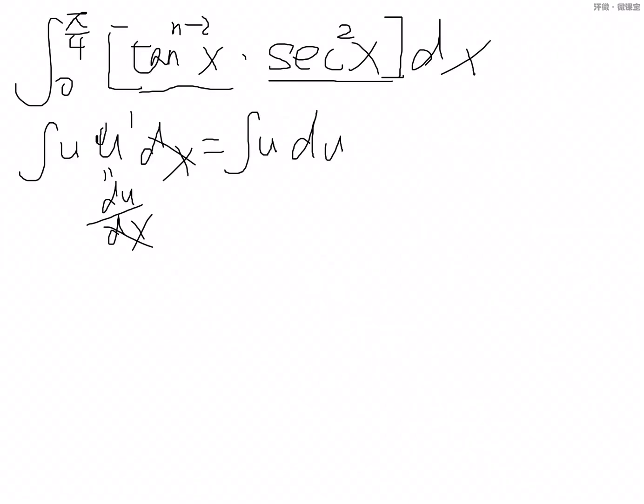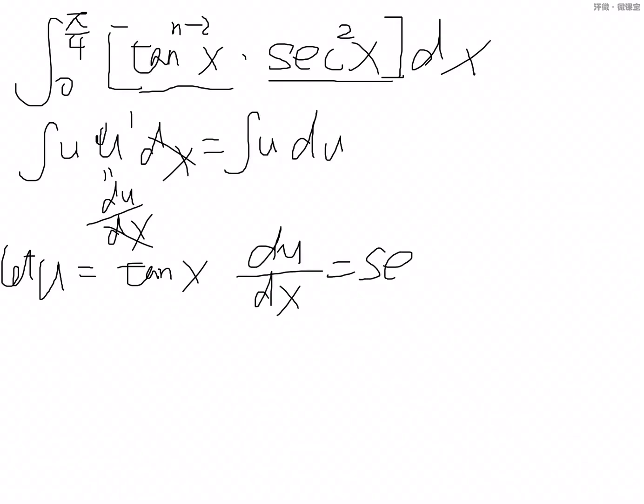So which one should we make equal to u, tangent x or secant x? It will depend on the derivatives. The derivative of tangent x equals secant squared x, but the derivative of secant x equals secant x times tangent x. So it's better that we let u equal tangent x, and then du over dx will equal exactly secant squared x. We don't need to add or subtract anything.